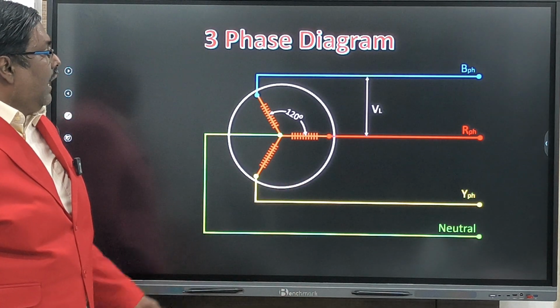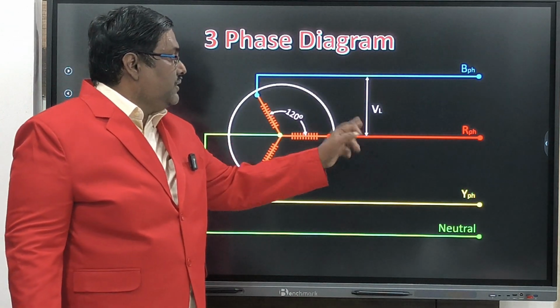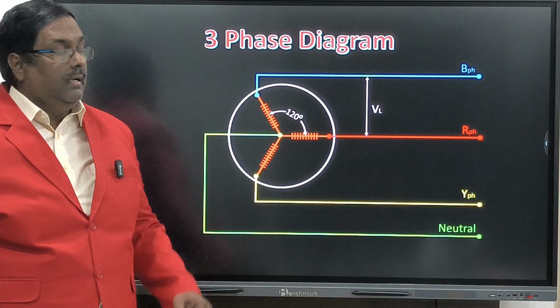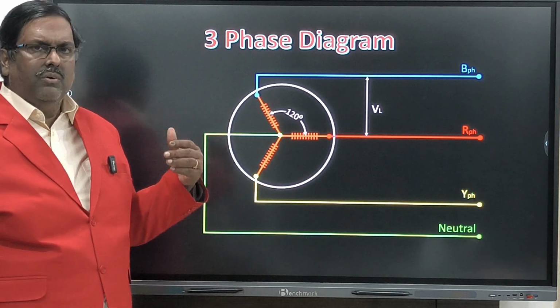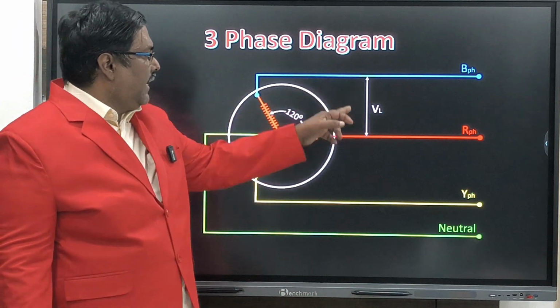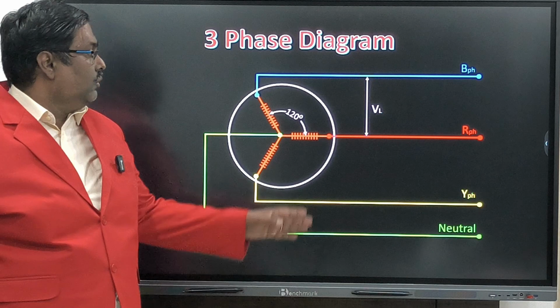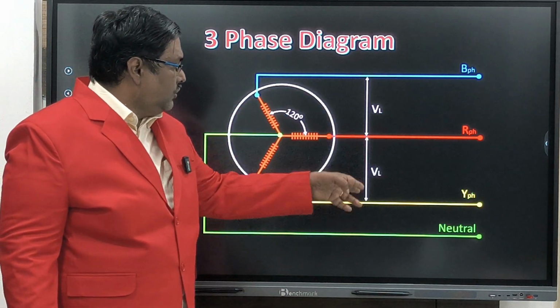Okay. So now we have to tell the voltage. This is called line voltage. If you mention VL, that is called line voltage. If you do not mention it and mention only V, it is also line voltage. So this is line voltage, meaning between the phases. This is also line voltage. This is also line voltage.